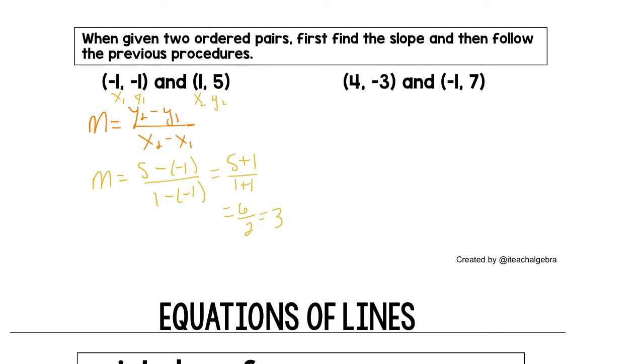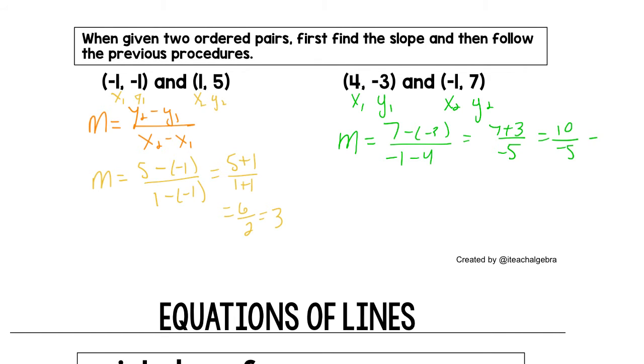Let's do this other one. x1, y1, x2, y2. So we've got m equals 7 minus negative 3 divided by negative 1 minus 4. Simplify. 7 plus 3 over negative 5. That's 10 over negative 5, which is negative 2.